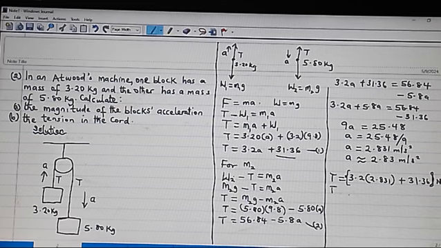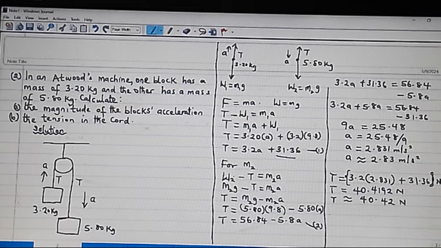So if we do that, then our tension gives us 40.4192, which we approximate to 40.42 Newton. If you use equation 2, you're going to get the same value.